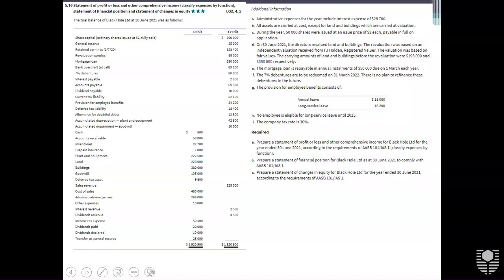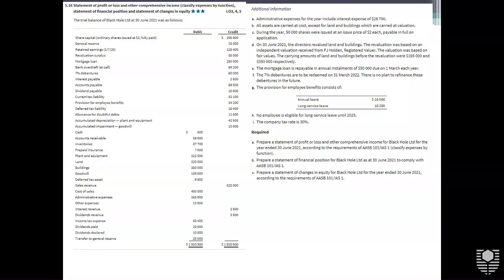Item B, all assets are carried at cost except for land and buildings, which are carried at valuation. So whenever you see the word valuation, that means it's highly likely that we're going to have items of other comprehensive income where there have been adjustments to a revaluation reserve. We have a revaluation surplus sitting there already of $85,000. So on the 30th of June 2021, make sure you change that. Those of you who were here early, I told you to change that one from 2018 to 2021.